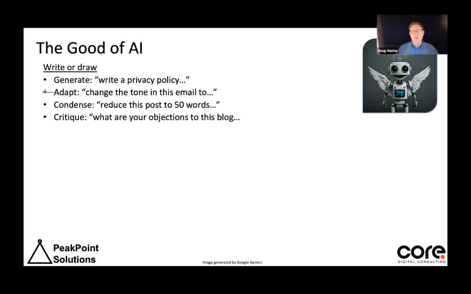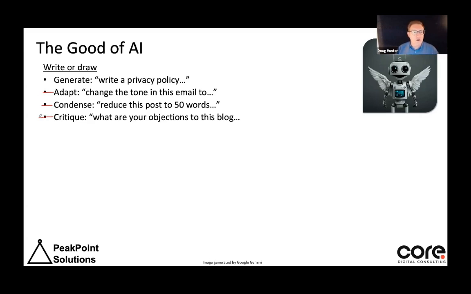Or if it's a 500-word screed, the AI can not only change the tone, it can condense it down to something which is shorter. And if you really don't want to send it without somebody else looking at it, but you don't want to show it to anybody, you can ask the AI, hey, critique this. What are the strong and weak parts of the argument?